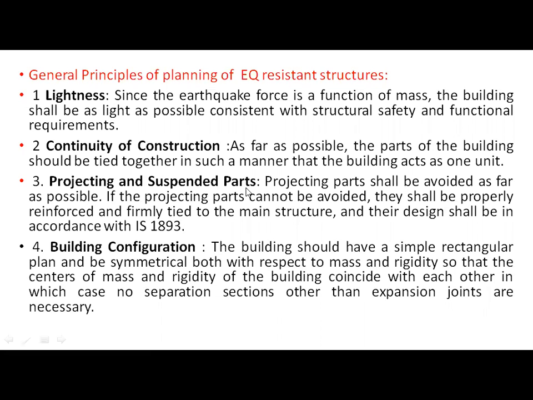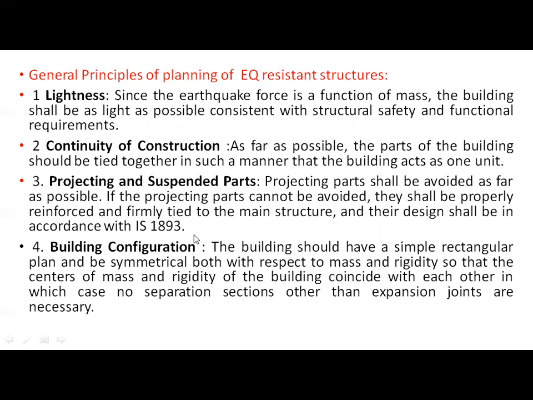Next one is the projecting and suspended parts. Projecting parts shall be avoided as far as possible. If the projecting parts cannot be avoided, they shall be properly reinforced and firmly tied to the main structure, and their design shall be in accordance with IS 1893. So IS 1893 is the IS code for the dynamic earthquake load.